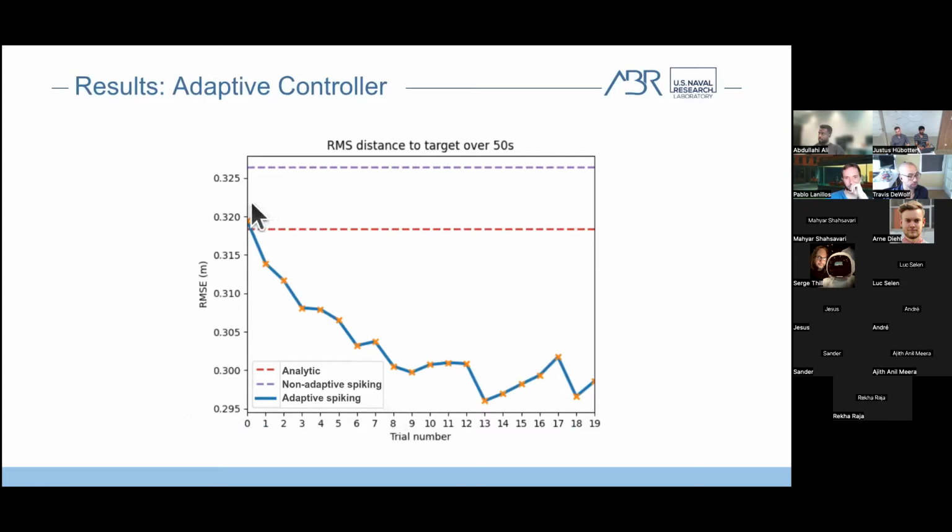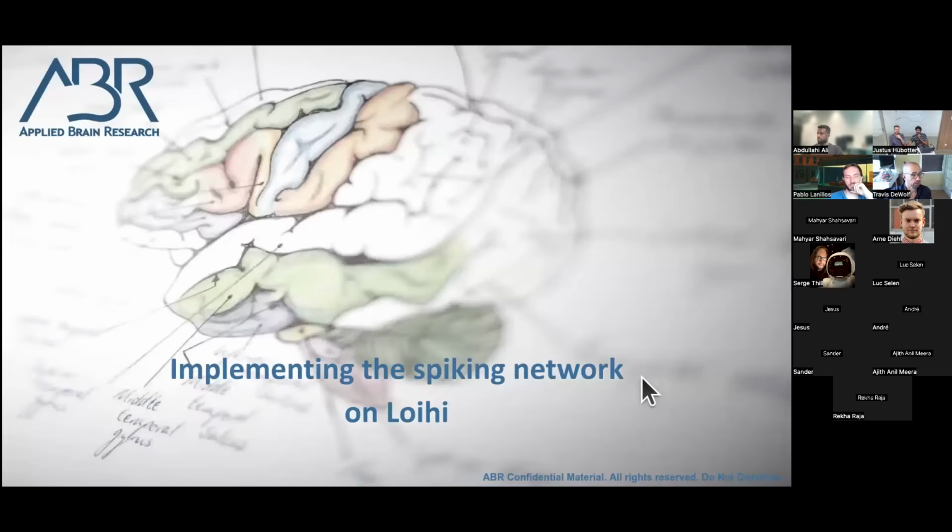And this is what it looks like as a result. We have our baseline analytic control, we have our non-adaptive spiking control, and then when we add our adaptive spiking control, we see almost on trial 0, we recover the level of performance from the analytic controller, and then we're able to improve on that actually and further reduce the error, or the difference between the end effector position and the ideal trajectory position, as more and more trials happen. So that's good. Can I ask a question there?